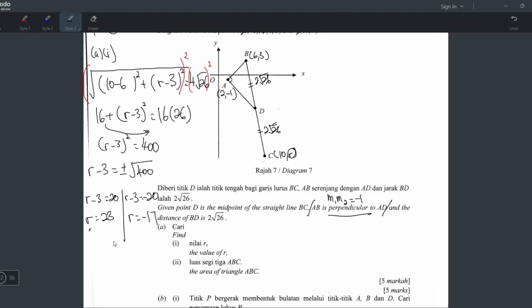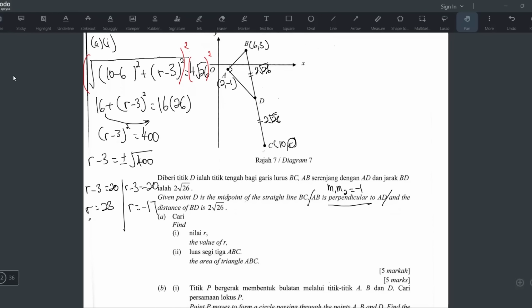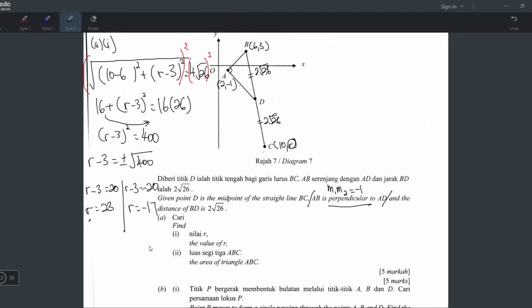Whenever I get two answers, we always need to check with the question whether we have to reject or keep them both. So do we have to reject or keep them both? Let's look back at the question. r, where's r? r is this. You can see the r is actually the y coordinate of point C, which is here. So is it logical if this is positive 23? Not logical, right? No, doesn't make any sense.